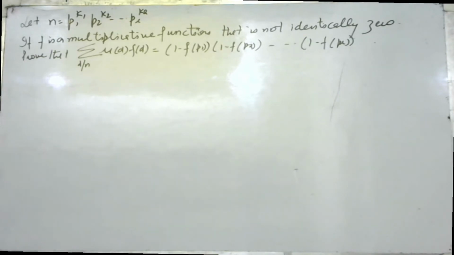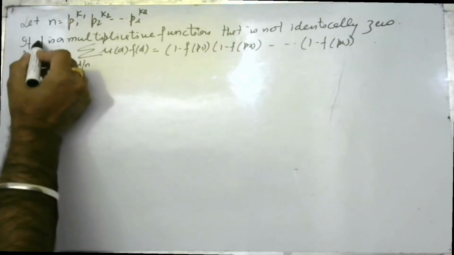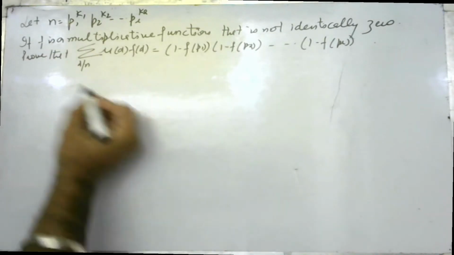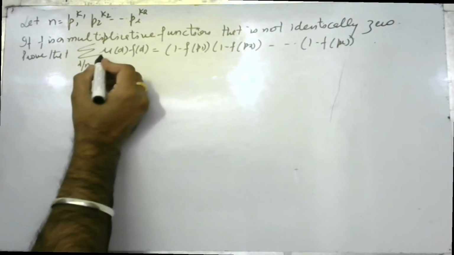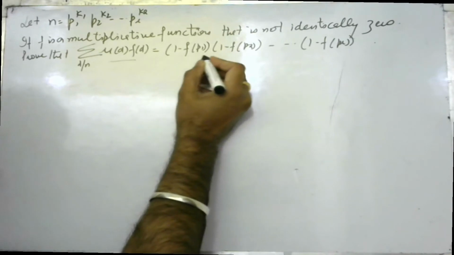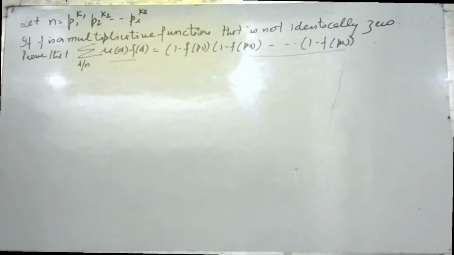Here we have to prove: n has the prime factorization p1^k1 p2^k2 ... pr^kr, and given that small f is a multiplicative function that is not identically 0, prove that the summation over d dividing n of mu(d) f(d) is equal to (1 - f(p1))(1 - f(p2))...(1 - f(pr)). This is the type of result we have to prove here.